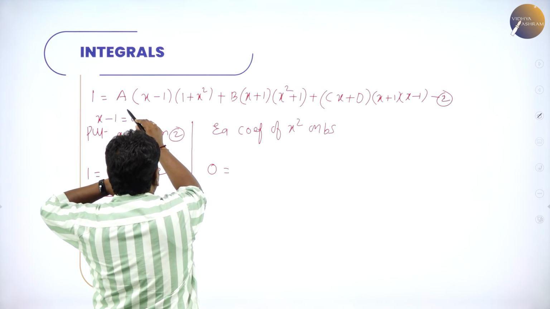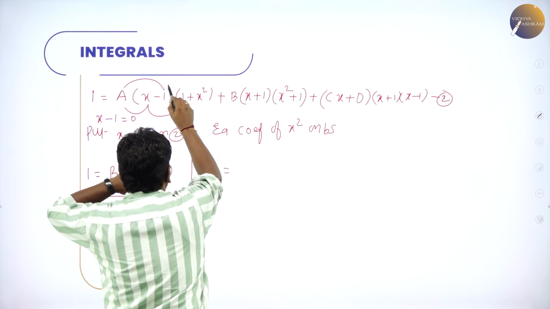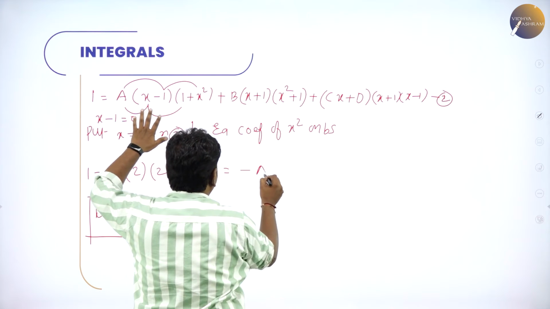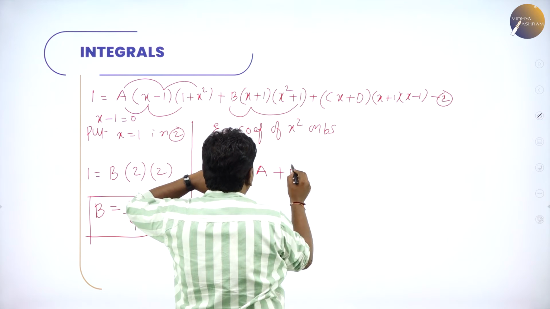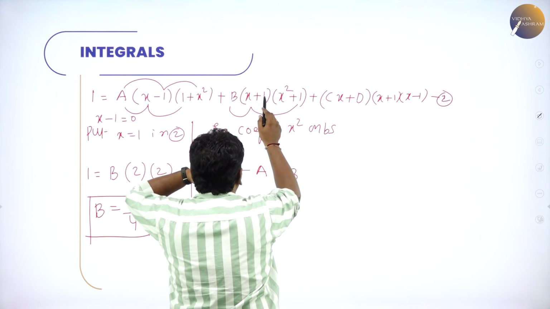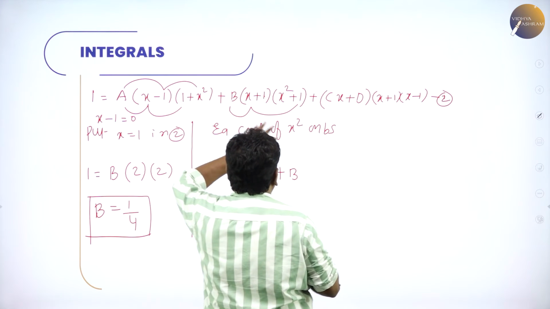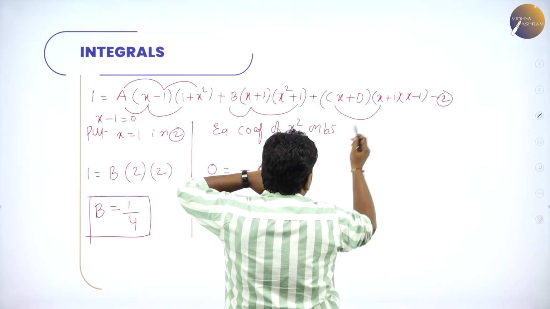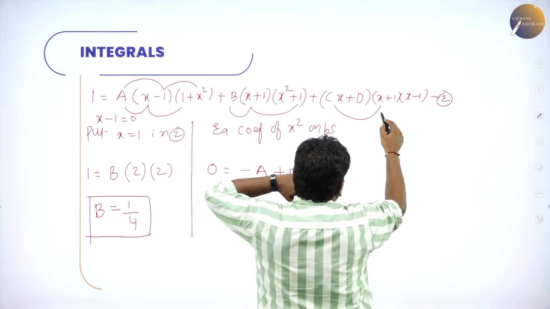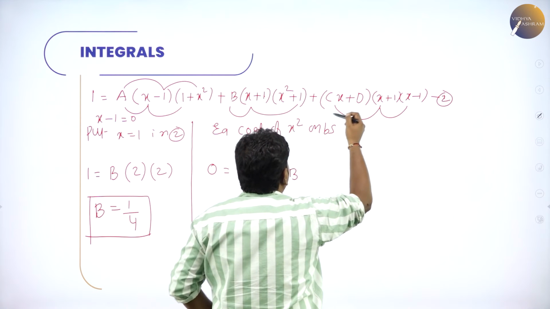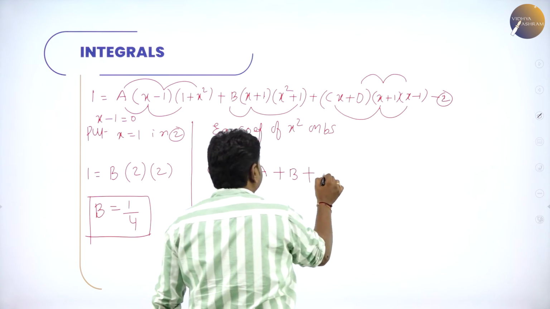Here a into x into x will not give you, but here a into minus 1 into x square, so it will be minus a. Here b x into 1 plus b, and we'll have b into 1, that's it. Then x cube, that's it. Then here c x into x, c x square, and it will become c x cube. Only d into x square plus d.